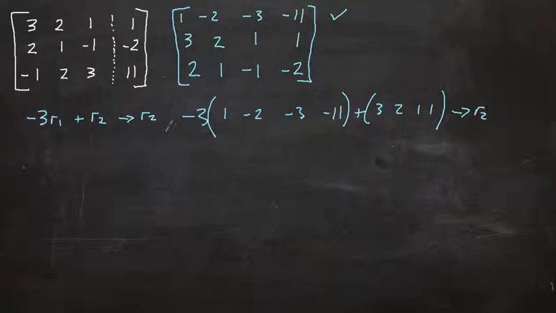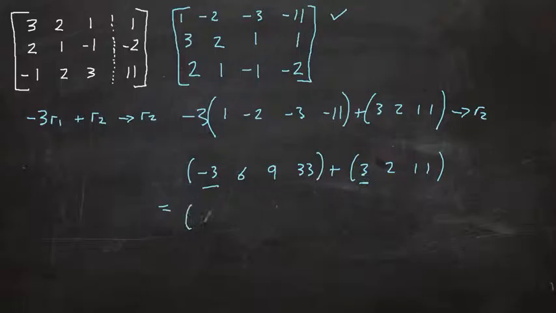So scalar multiplying this left hand side here, with minus 3 lots of row 1, it's going to be minus 3 times 1 is minus 3, minus 3 times minus 2 is 6, then 9, then minus 3 times minus 11 is 33, plus 3, 2, 1 and 1, element by element. It's going to give us minus 3 plus 3, 0, 6 plus 2 is 8, 9 plus 1 is 10, and 33 plus the last one is 34, and that's the new row 2.